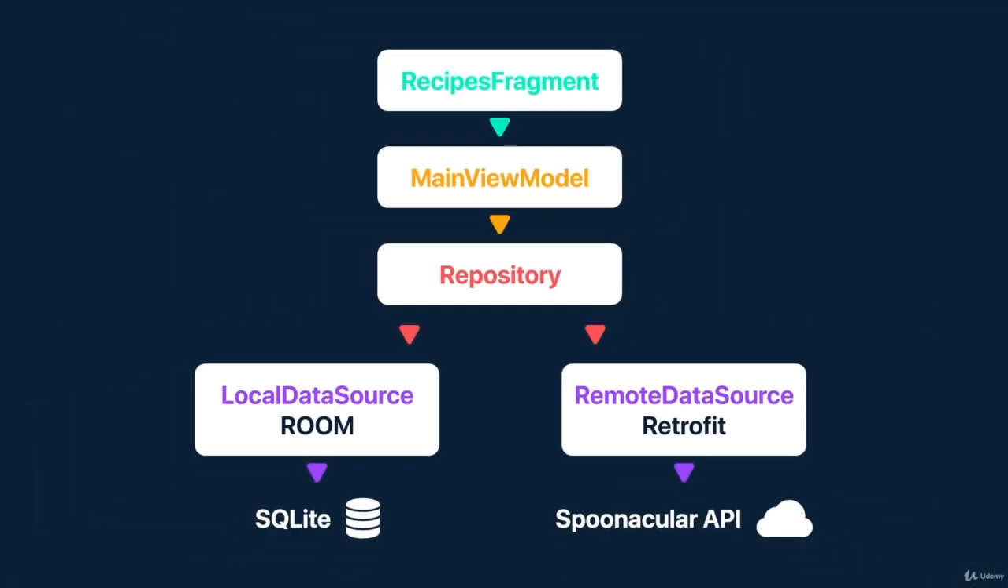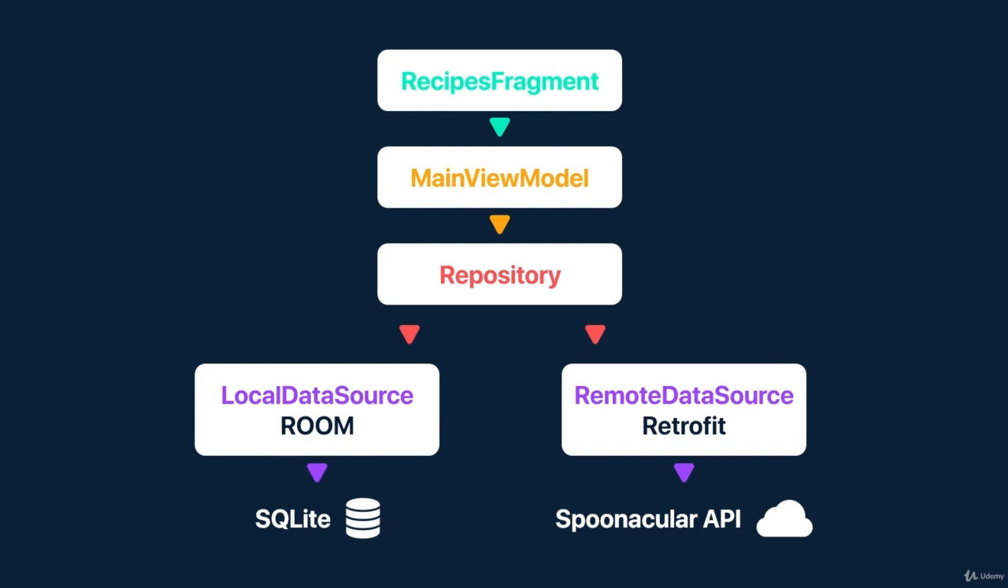So about the app, our app will have two data sources, remote and local. The remote data source will use the Retrofit library to fetch the data from the server, and the local data source will cache that API response and use it as a first source of truth.